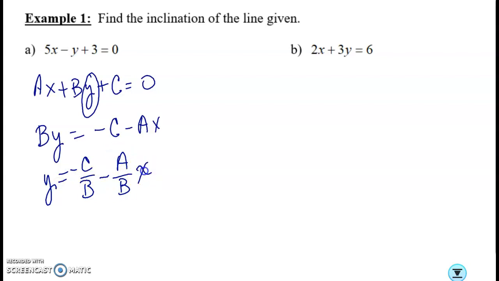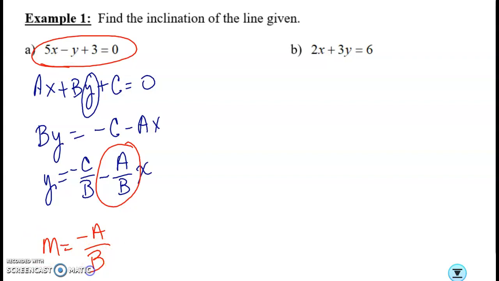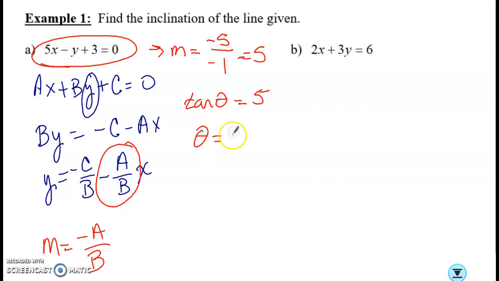Or you could remember, and we've already talked about this a couple times throughout the year, that if you look at an equation of a line in standard form, the slope is just negative a over b. So I can look at this equation and I know negative a over b, and I know that my slope is the opposite of 5 over negative 1, and so the slope of this line is 5. So if they ask you for the inclination, you are going to set up the equation where the tangent of theta equals 5, and to find the inclination, which is theta, you would take the inverse tangent on your calculator.